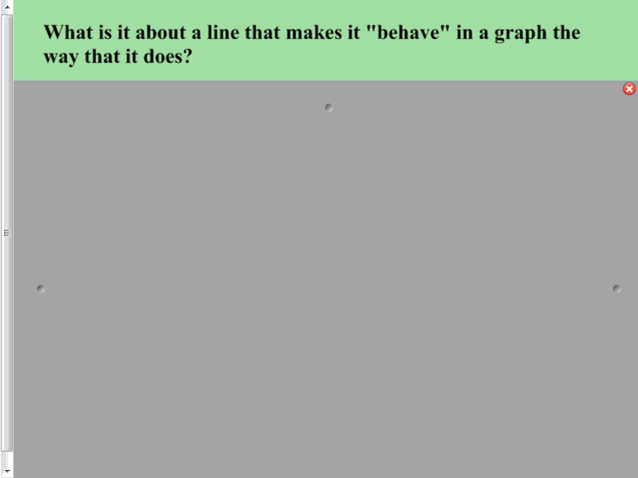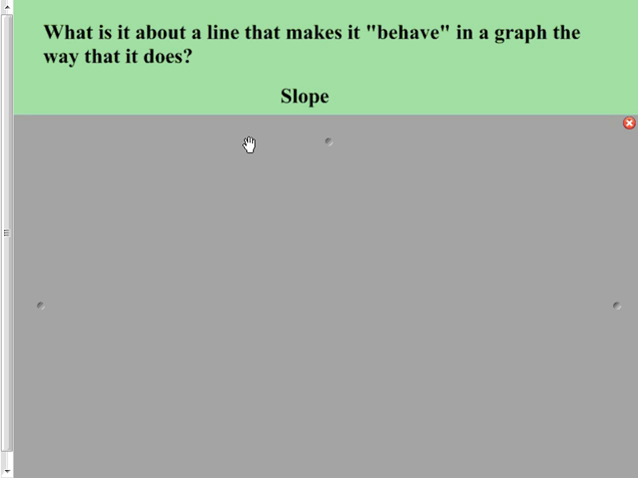Okay, now there's just a basic fundamental question that goes along with lines being parallel and perpendicular within a graph. What is it about a line that makes it behave in a graph the way that it does? Well, we've said all along that there's only two things that a line needs in order to do what a line does. It needs somewhere to begin, and then it needs somewhere to go. So the somewhere to go is all based upon slope, and we've been talking about slope.